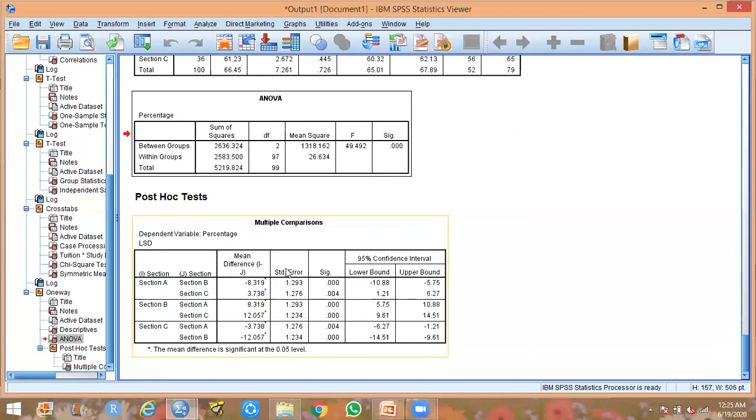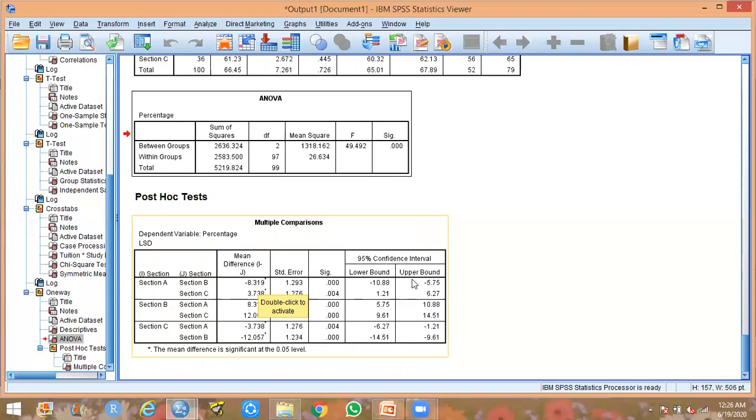Forget about the standard error here. Now what is the significance level? You can see the significance level is 5%. The p-value is less than 0.05, so this is highly significant. There could be a significant difference between the academic performance of the students of section A and section B. The difference is 8.31. The lowest is 5.75 and the highest is 10.888.